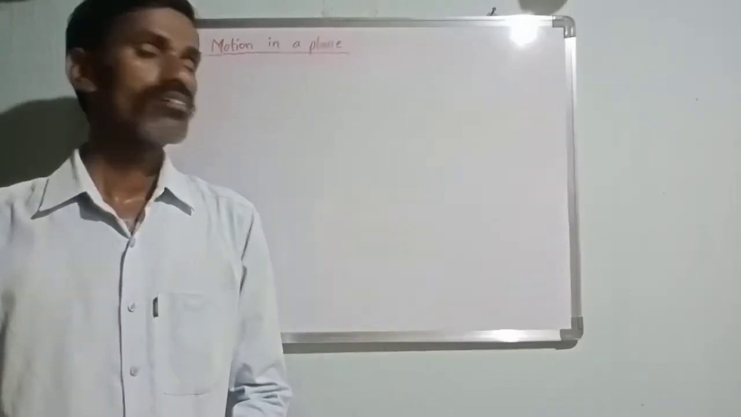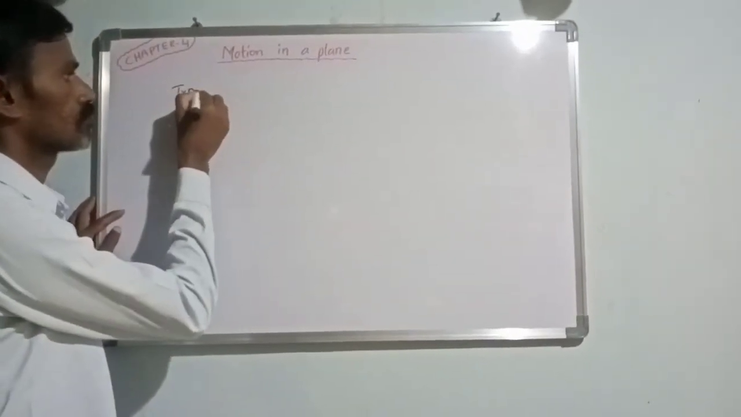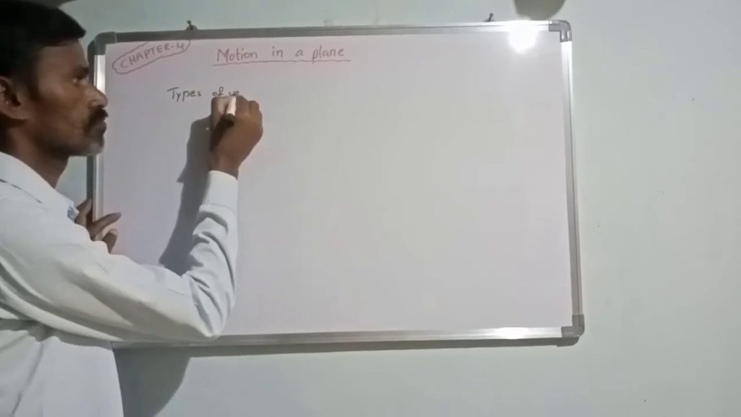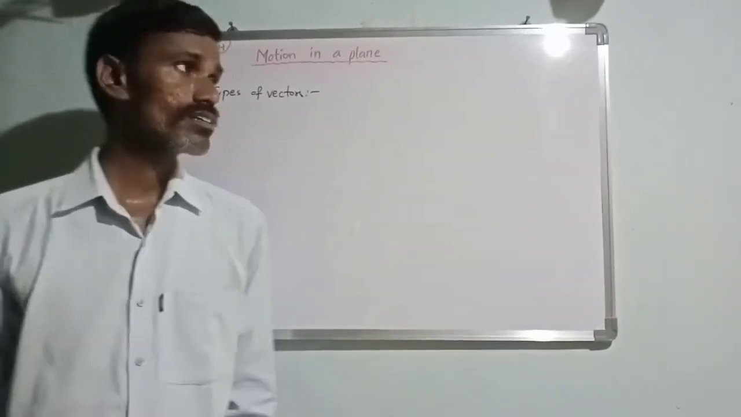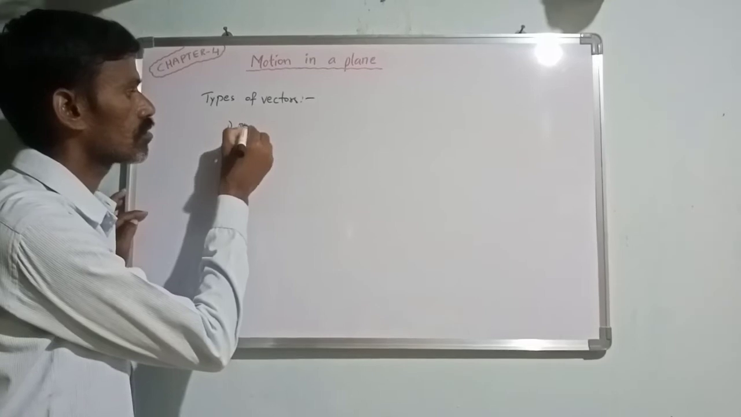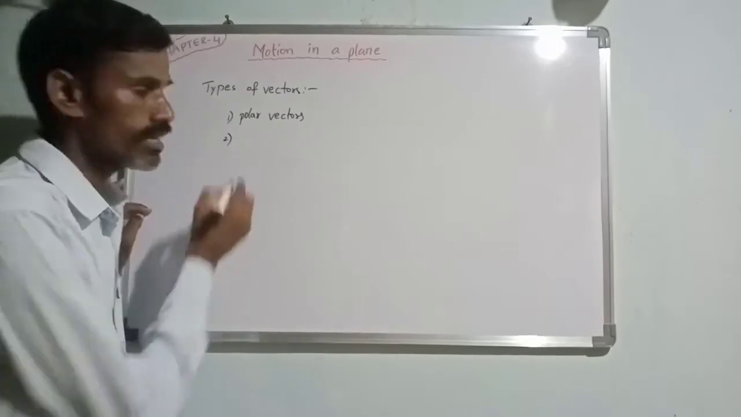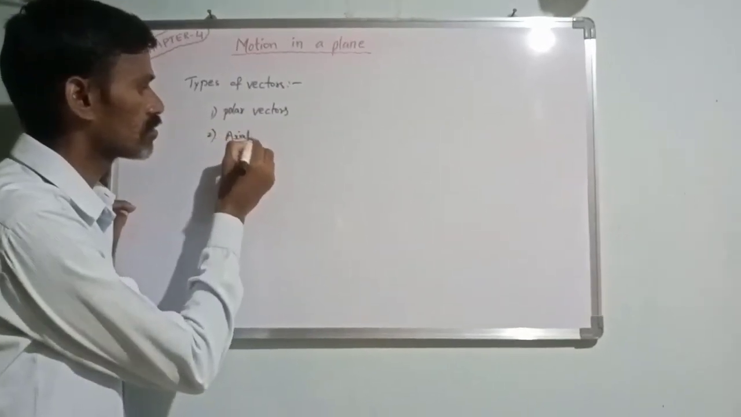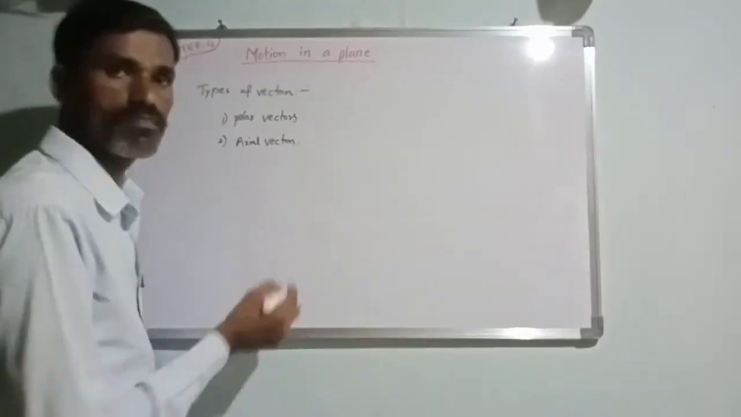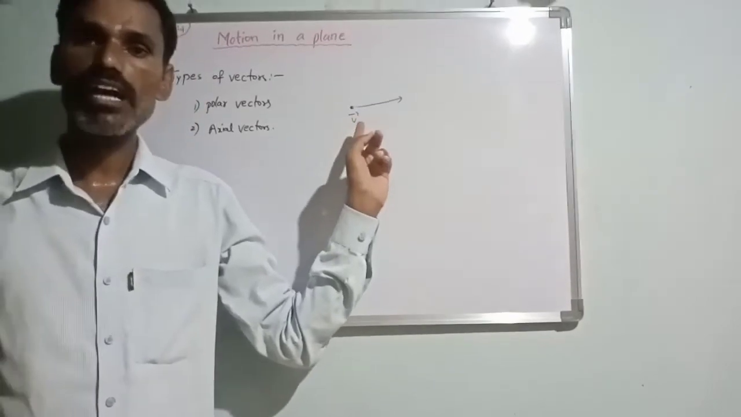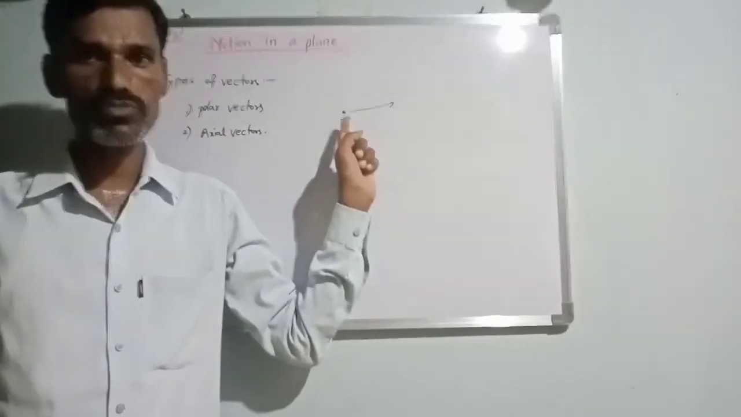Now we discuss types of vectors. Generally the broad classification for vectors is, one is polar vectors and the second one is axial vectors. Now, what are polar vectors? In the case of polar vectors, we have a point of application, or a starting point for the vector.